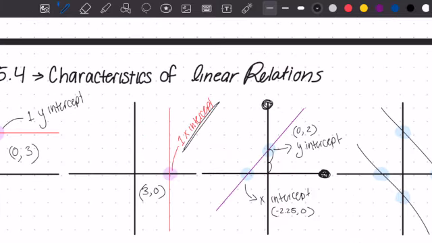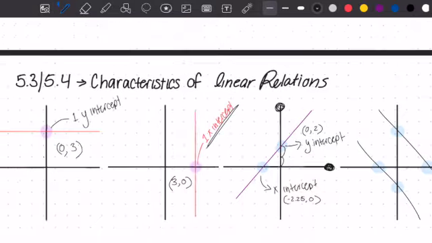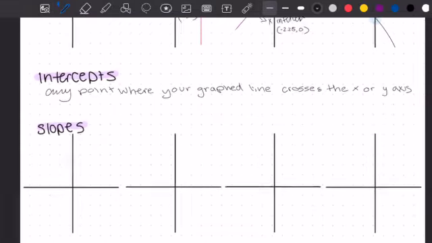We'll round up. So points on a graph for an intercept will always have a 0 coordinate for the variable that it is not. So when you have an X-intercept, your Y is going to be 0. When you have a Y-intercept, your X point on the graph is going to be 0.